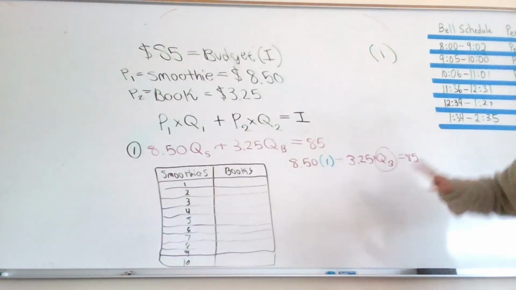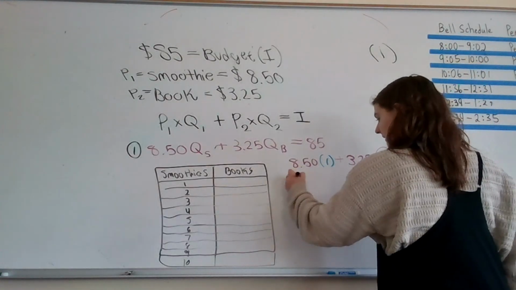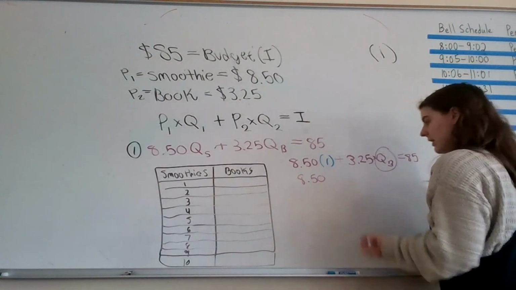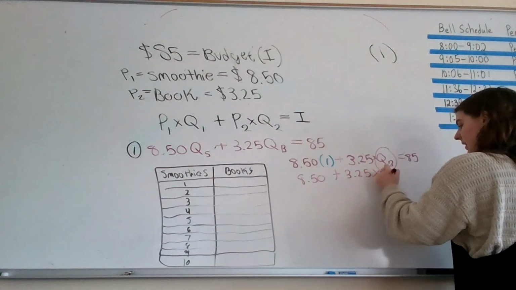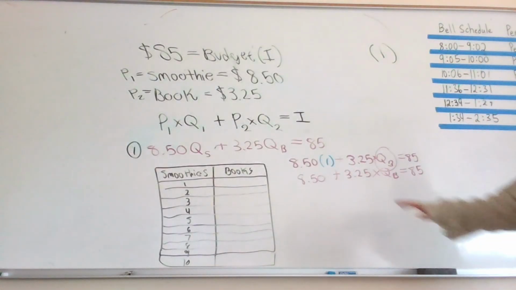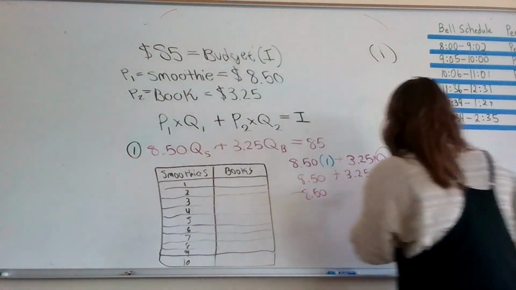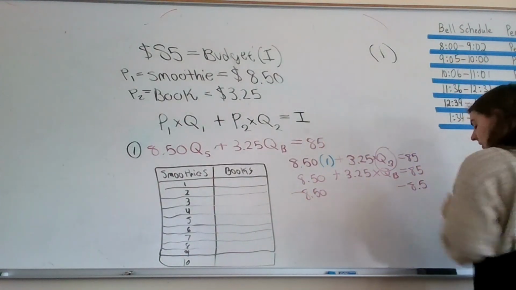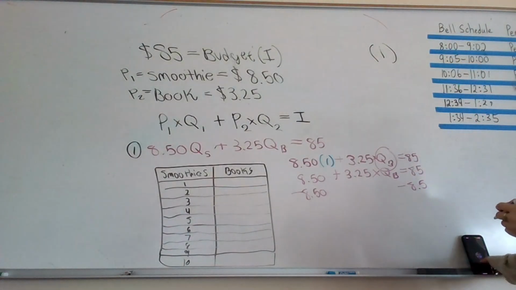Right? We're trying to find out the quantity of books. So I'm going to solve this out. $8.50 times 1 is $8.50, plus $3.25 times that Q_B equals $85. Next, I'm going to subtract this $8.50 from both sides. Minus $8.50, minus $8.50. That way I can isolate what I have left.